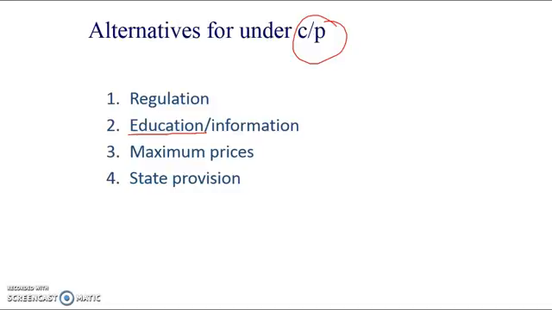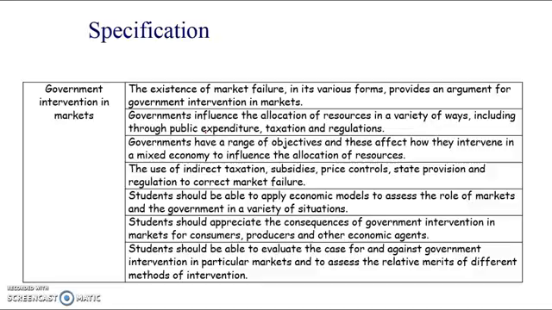Maximum prices, we're going to have a look at that. That can cause a lot of problems though, and state provision as well, which we see with the NHS, we see with the education system, and we see a lot of state provision when the problem's been public goods as well. So those are complete missing markets. These would not be provided by the free market system.